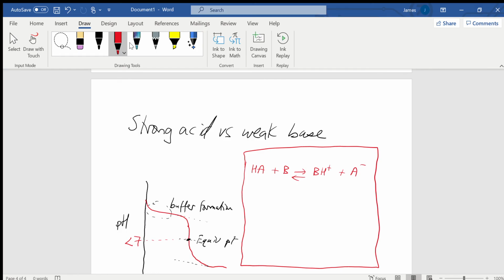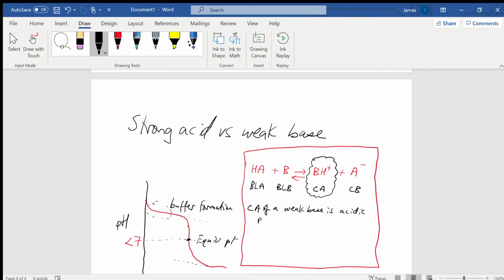On this occasion, though, I want to look, well, let's label it. I want to look at the conjugate acid. So we have the Brønsted-Lowry acid, the Brønsted-Lowry base, the conjugate acid, the conjugate base. But I'm interested on this occasion in the conjugate acid. The conjugate acid of a weak base is acidic, which means pH less than 7. So let's see why.